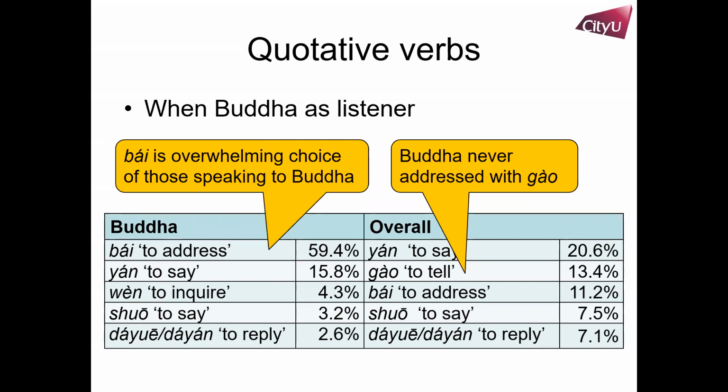So we also look at the utterances when Buddha is the listener. The pattern is almost flipped. When other characters speak to Buddha, they use the verb to address, and they are rarely reported with the verb to tell, gao, which Buddha used when he is speaking.